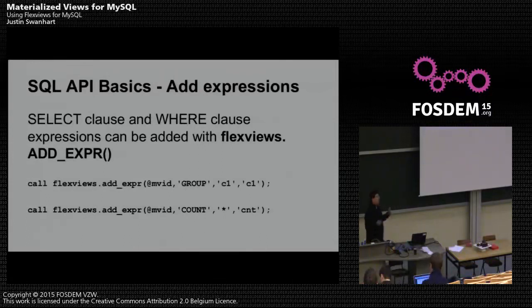So then you have to add expressions to the SQL statement, right? The stuff that's in your select list or in your where clause. So here we first add a group expression, and we're going to group on c1, and we're going to call it alias c1, right? So let's select c1 as c1. And then we add another expression to the materialized view for the count. It's going to do count(*), and we're going to call that alias cnt, count.